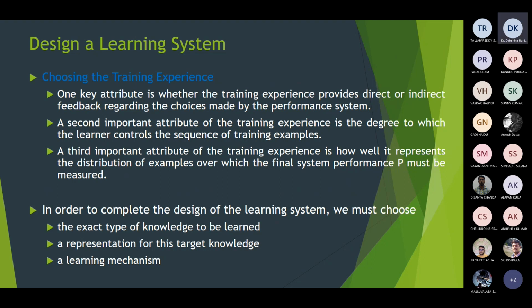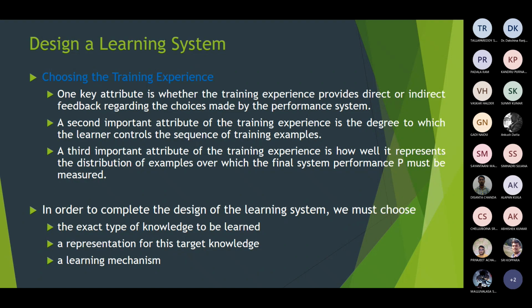When we want to design a learning system, essentially a machine learning or deep learning system, there is a set of design issues, and we have to address these design issues when we are designing a learning system. What are those issues? We have to choose the training experience very carefully. So choosing the training experience, choosing the target function, choosing a representation for the target function, and choosing a function approximation algorithm. These four are the major design issues that we have to address.